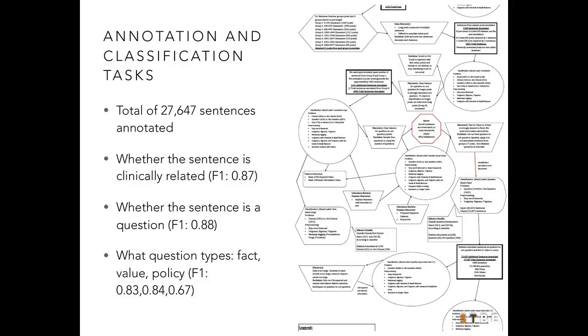And so when we attempted to train the model based on these 3 different question types, we found that the fact and value questions are pretty easy. They have pretty high performance compared to the policy question types, and so we need more work to get done for the policy question types.